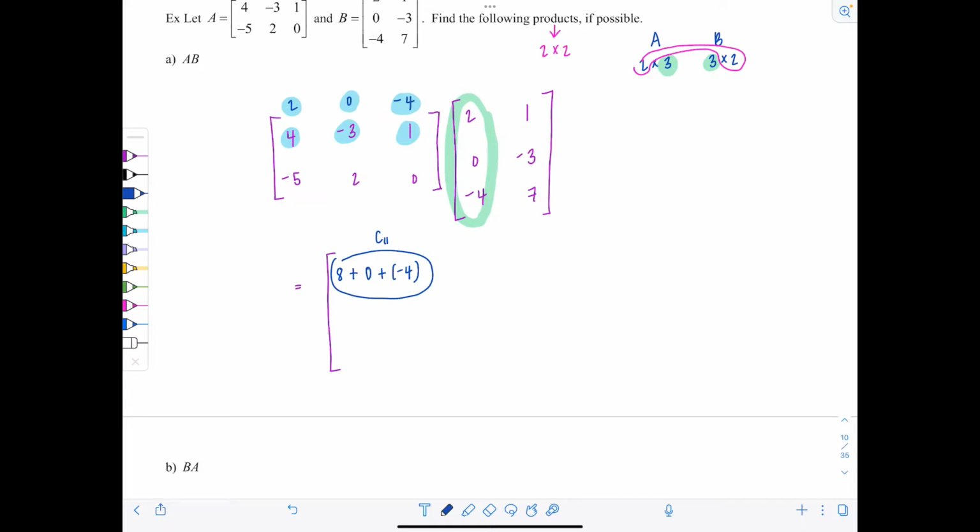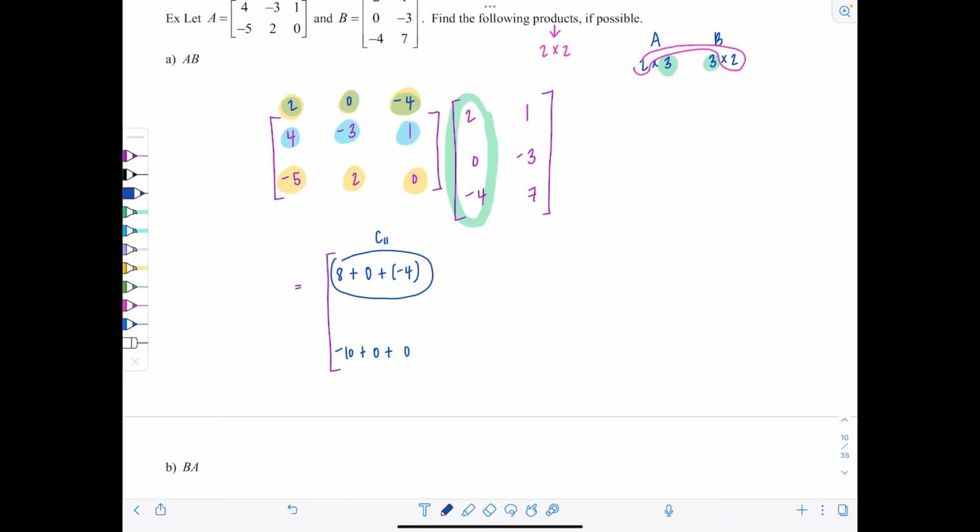Take a column to make a column. So what does that mean? Now I'm going to move down, take that first column from B times the second row: 2 times -5, that's -10, plus 0 times 2, that's 0, plus -4 times 0, that's 0. So now I've made my first column.